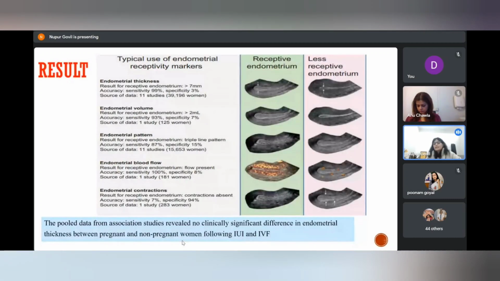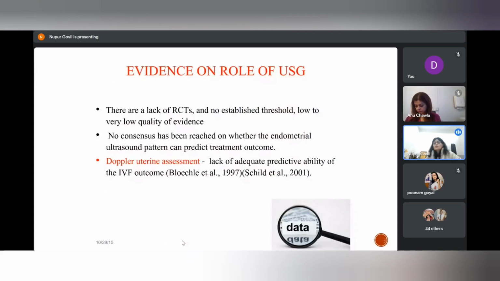Actually, there needs to be a clear-cut cutoff for that, and there should be an algorithm on what parameters we are going to study. More studies are required to clearly point to ultrasound as a marker for endometrial receptivity. So there is a lack of RCTs, no established threshold, and the quality of evidence is low to very low, and no consensus could be reached based on endometrial pattern to predict the outcome.